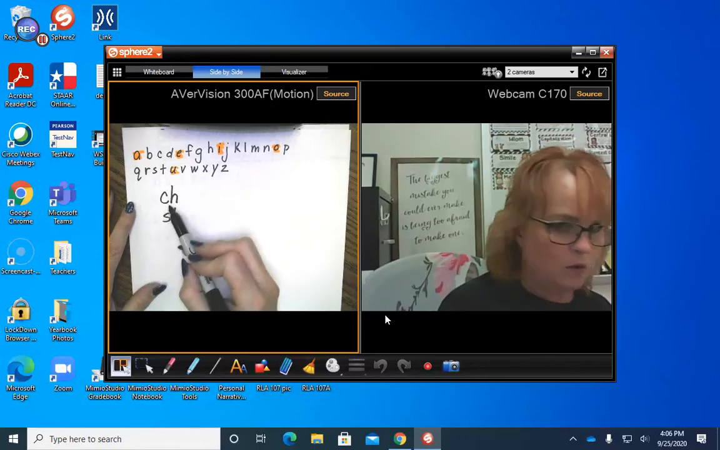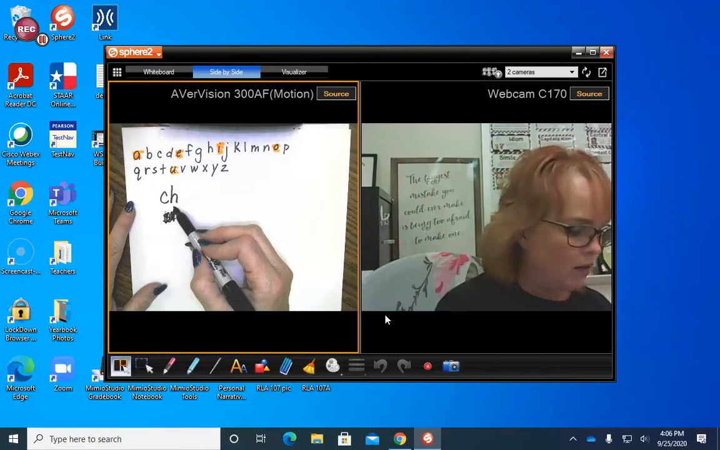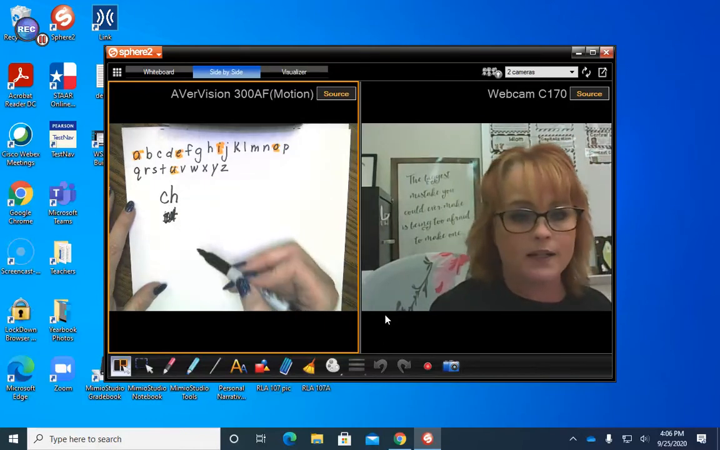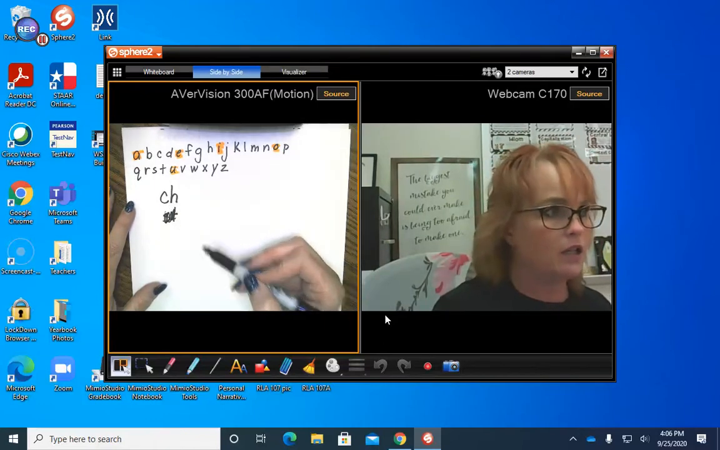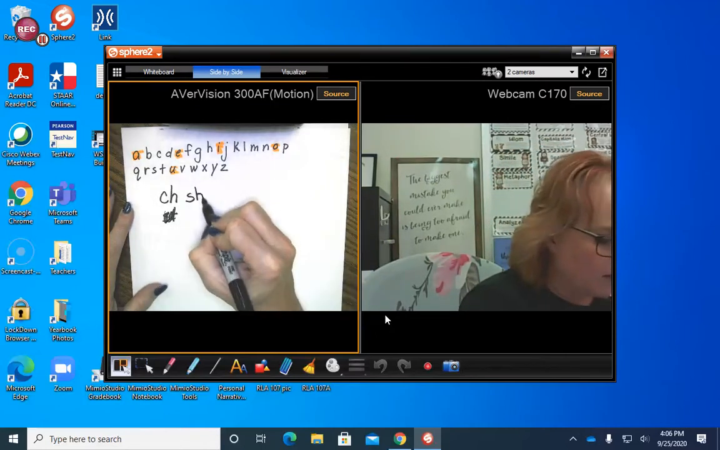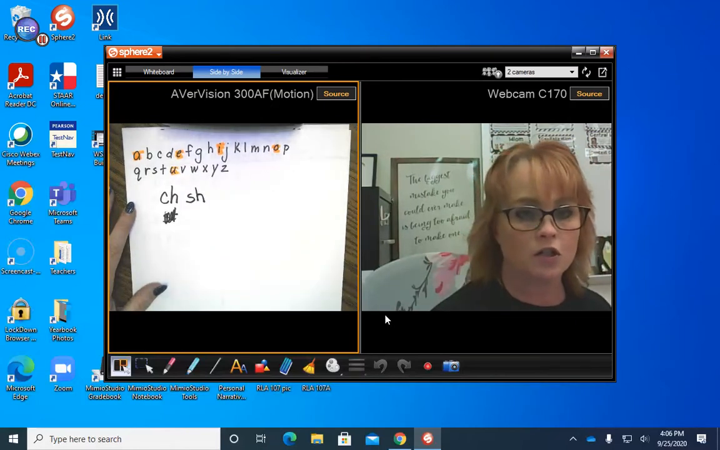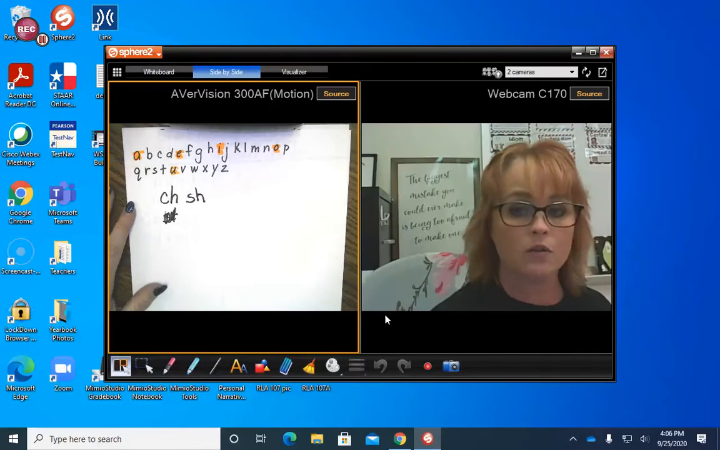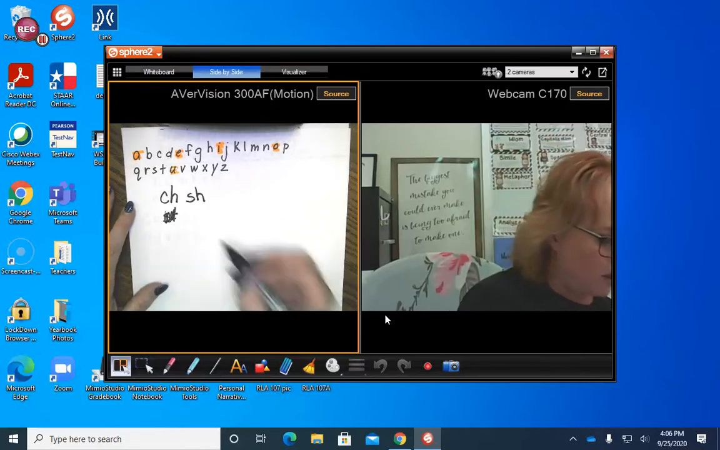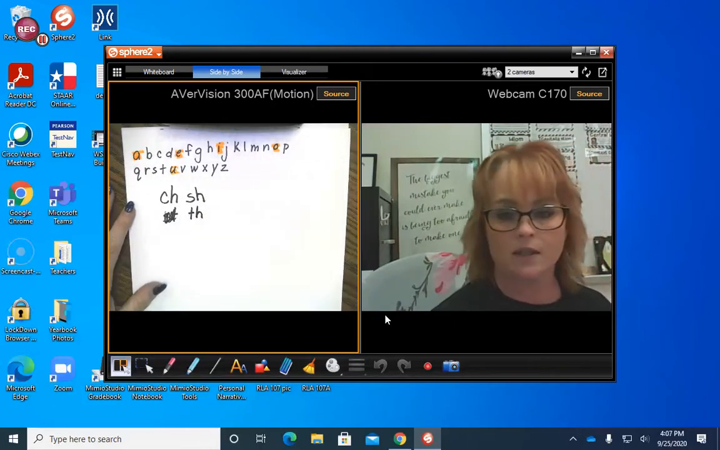So if we take two consonants together and we put them together like a C and an H, that would make one sound. So C and H together make the ch sound. If we put an S and an H together, that also would make one sound, like sh. Can you think of any other two letters we could put together? Maybe like a T and an H. That would also be considered a consonant digraph, because when you put T and H together, it makes one sound.